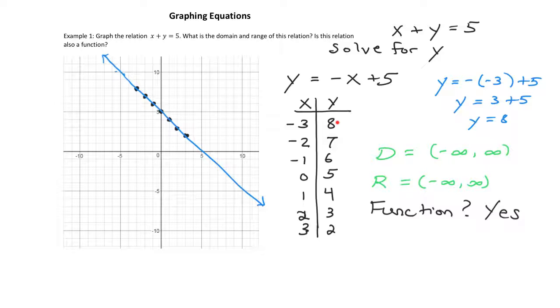It's impossible to get a second value, and it doesn't matter what you're choosing for x, you're only ever going to get one value back for y. So you can use the graph, but you can use the equation as well. So here's a standard way to sketch the graph and then determine the domain and range and whether or not it is a function.